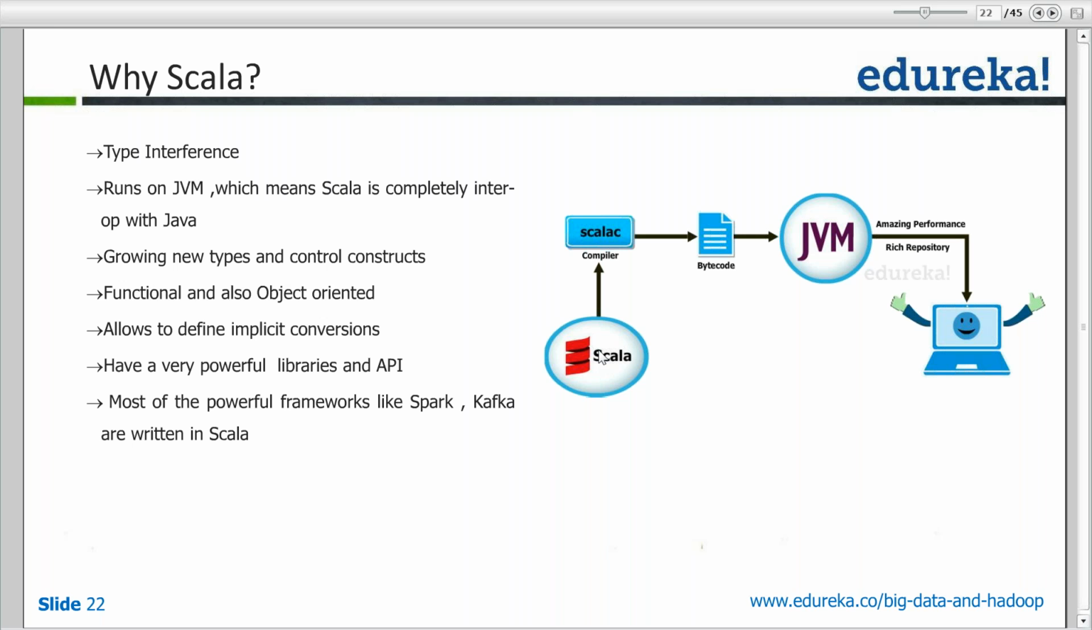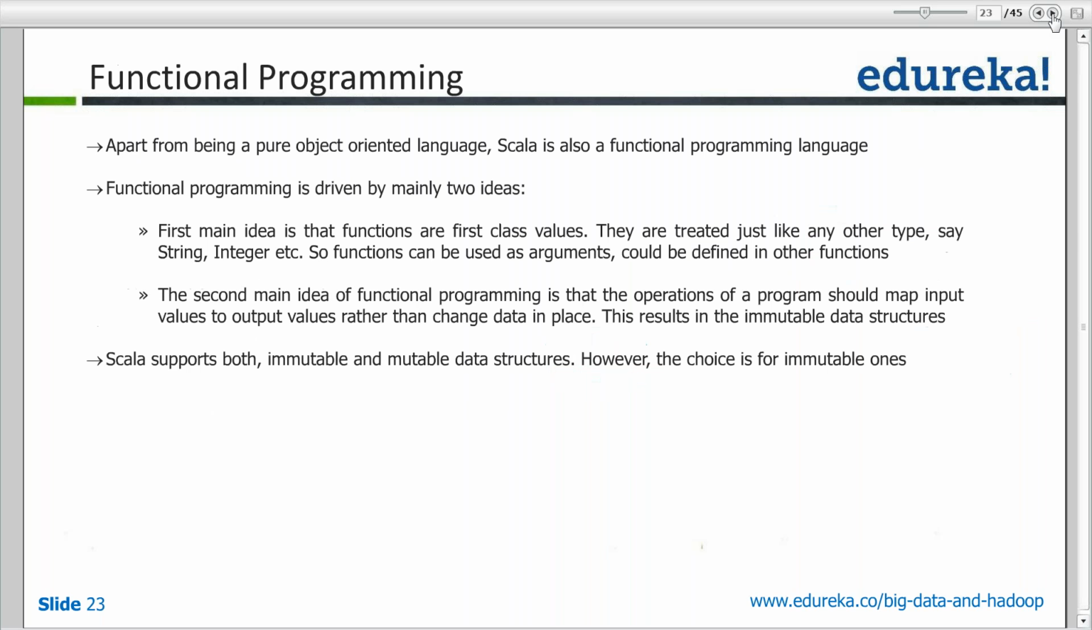Why Scala? It has type inference, runs on JVM, which means Scala is completely interoperable with Java, growing new types and control constructs, functional and also object-oriented, allows defining implicit conversions, powerful library and API, and most of the powerful frameworks like Spark and Kafka are written in Scala. So Kafka is also written in Scala. Okay, Flume is written in Java, but Kafka is written in Scala. So ultimately, Scala is compiled to a bytecode, that's a class file, and runs on JVM. So Scala is also platform independent.